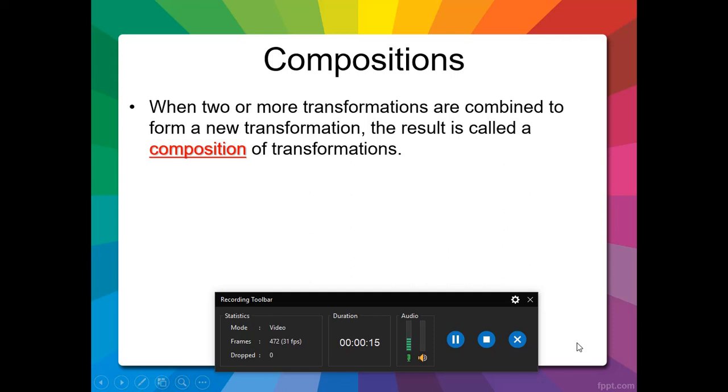So let's start with a definition of composition. We've actually done this in homeworks past, you just didn't know that you were doing it. What we're doing is taking a pre-image and performing one transformation on it, and then building on it with another transformation. So the end result is called a composition.